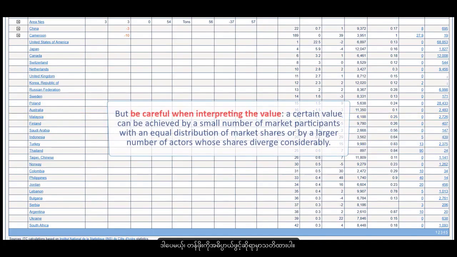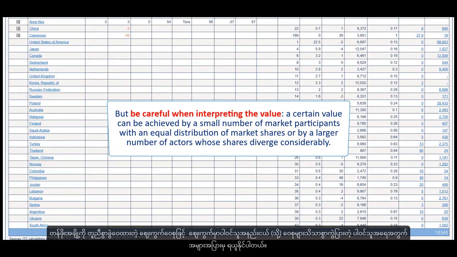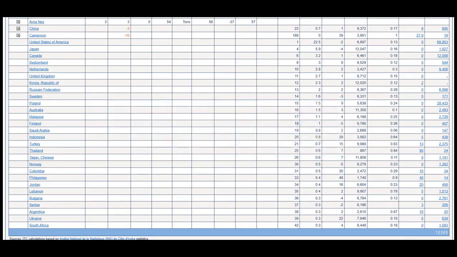But be careful when interpreting the value. A certain value can be achieved by a small number of market participants with an equal distribution of market shares, or by a larger number of actors whose shares diverge considerably.